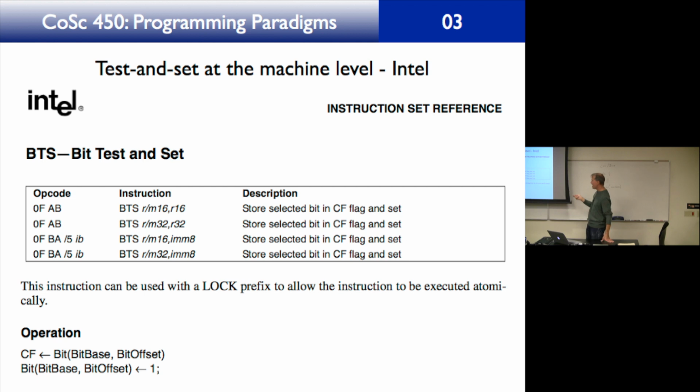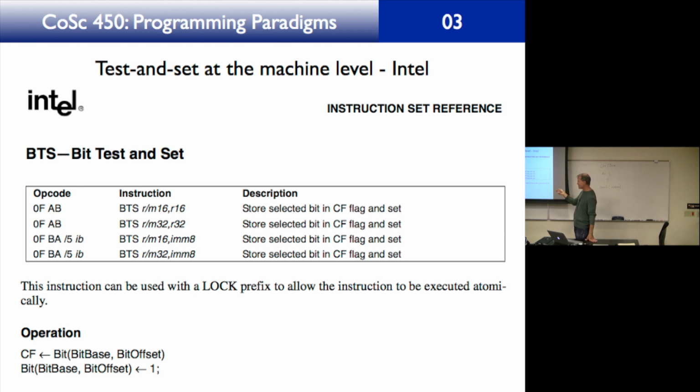And what I've done here is extract from the Intel manual, the instruction set reference, an example of test and set at the machine level for an Intel chip. You guys have had computer systems. You have mnemonics. It's the BTS instead of the LDA for load accumulator and STA for store accumulator. BTS stands for what? Bit test and set.